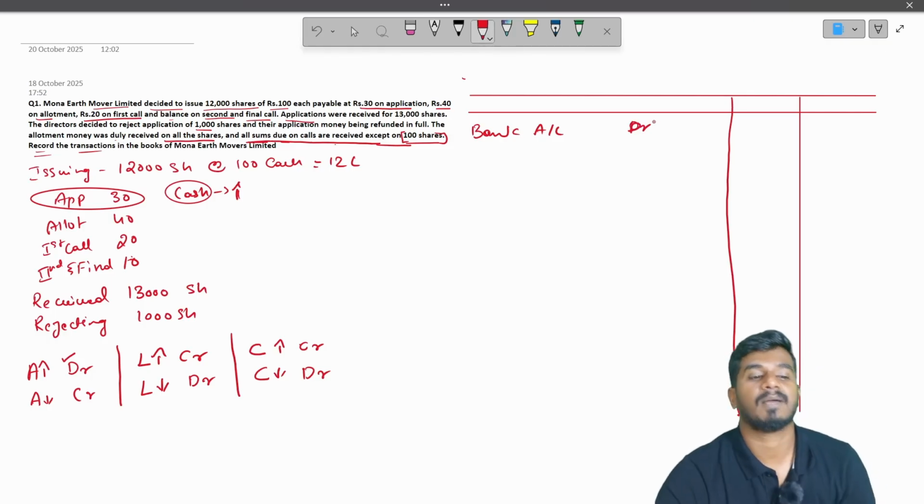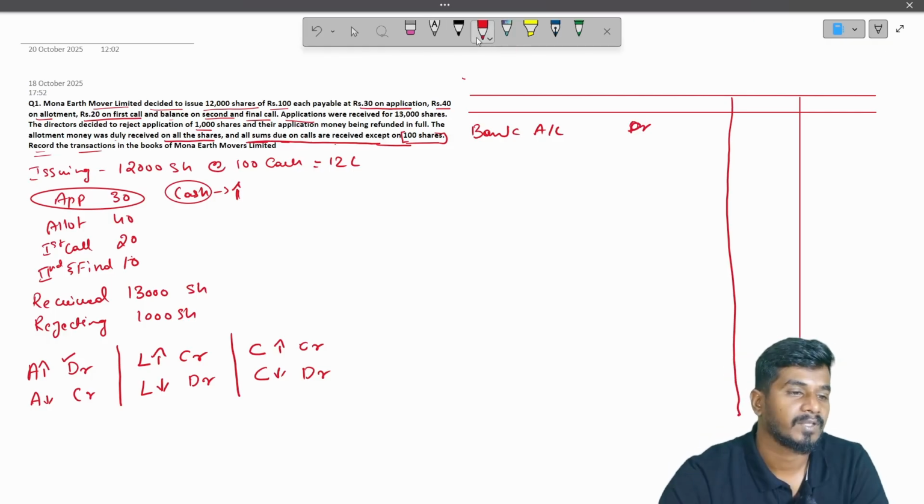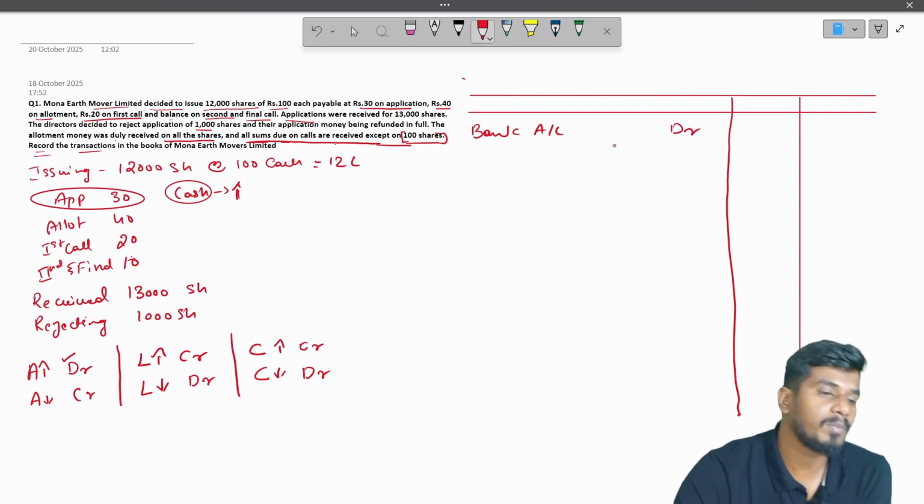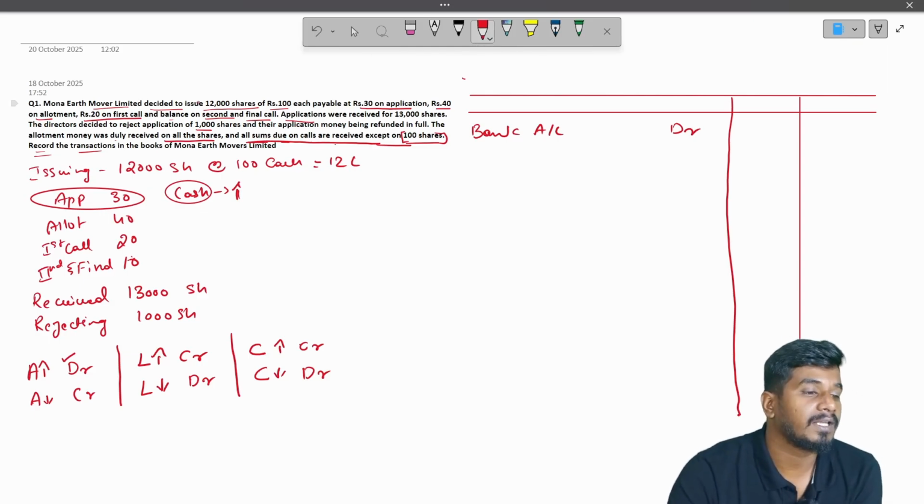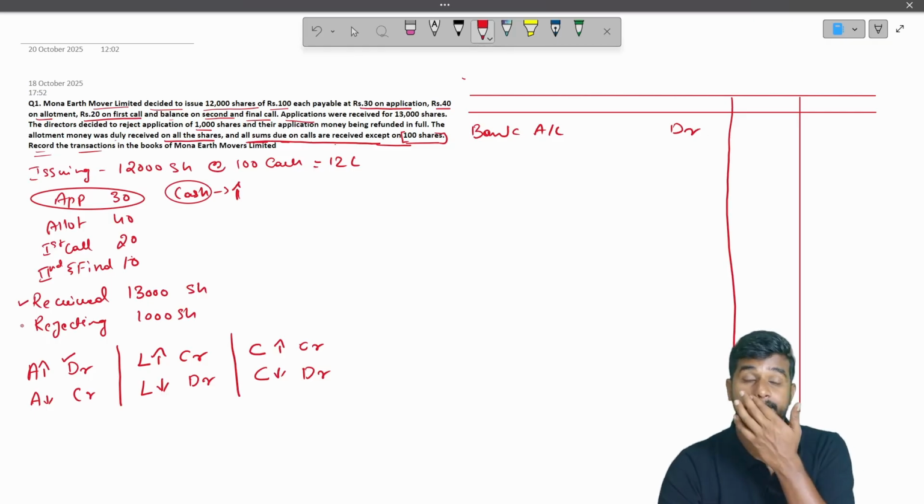We need to debit the transaction. One second. Yeah, we need to debit the transaction. How much have we received? 30 rupees on 13,000 shares, because we have received applications for 13,000 shares.